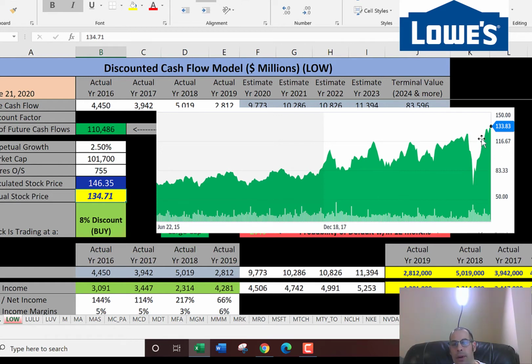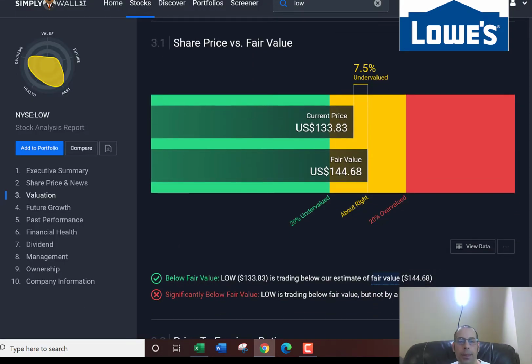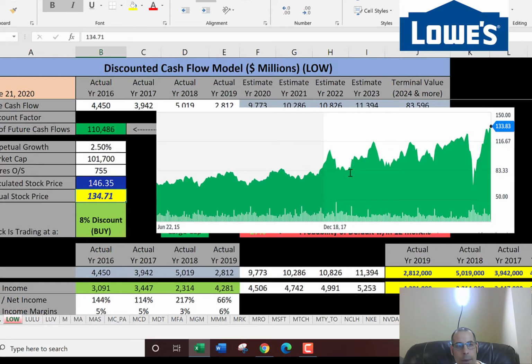And you can see historically, they were trading way lower when coronavirus hit. Looks like in the 70s. It would have been a really great buy if you got Lowe's when Corona hit. Let's see what Simply Wall Street says the stock is worth. They calculated the value of the stock at $145. That's their intrinsic value calculation. I'm at $146, so it's really, really close.